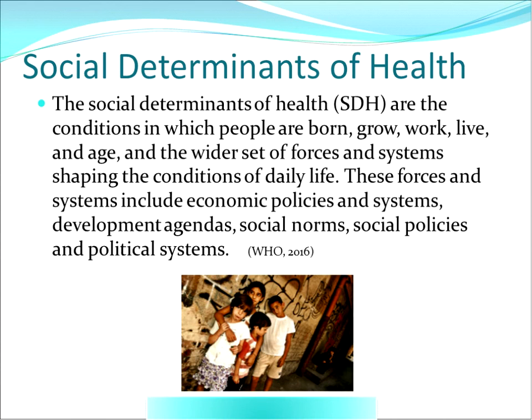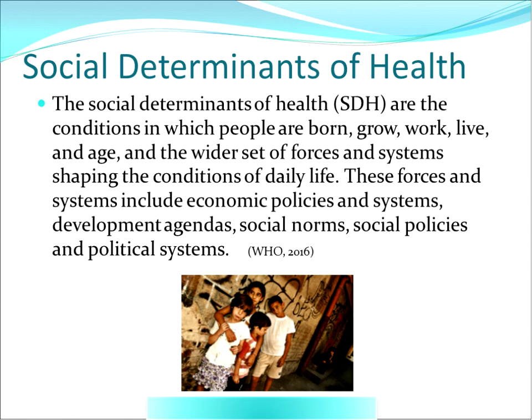Now, of course, we have certain social determinants of health, and the World Health Organization in 2016 gave us this great definition of what those health determinants are. They're basically the conditions in which people are born, where they live, where they work, where they grow, and their age, and a wider set of forces and systems that really shape the conditions of their daily life throughout time. These forces and systems also include economic policies and systems, development agendas, social norms.